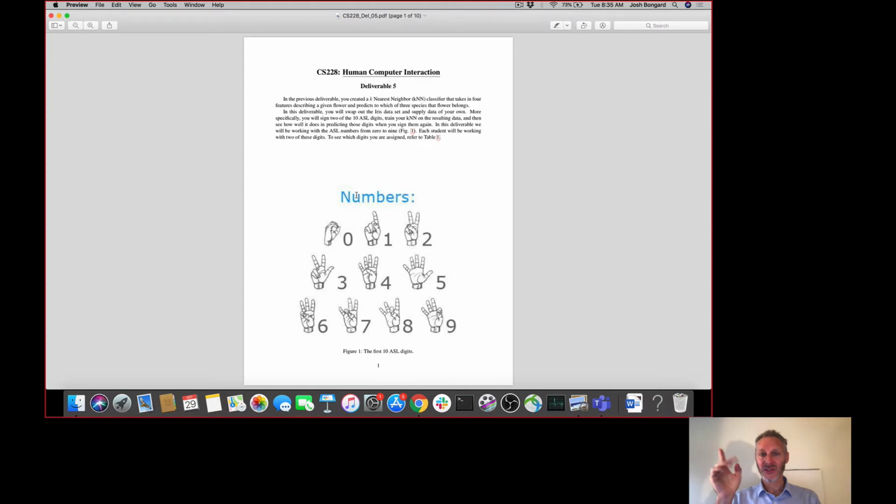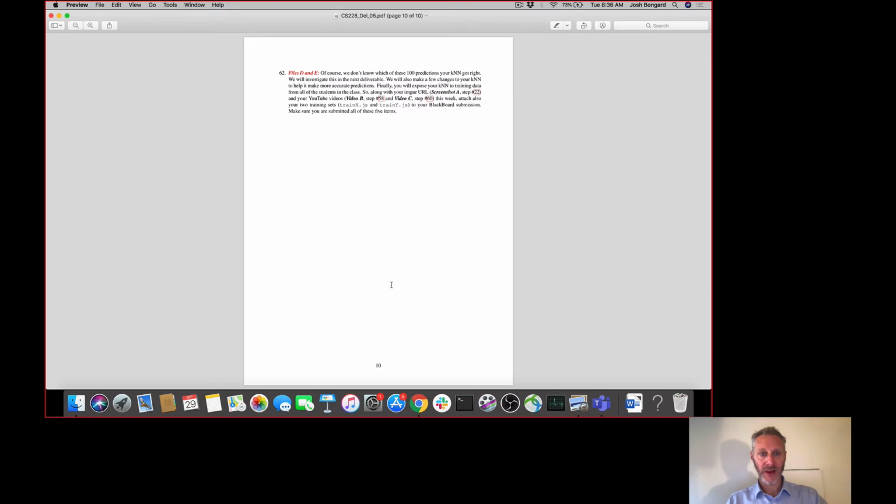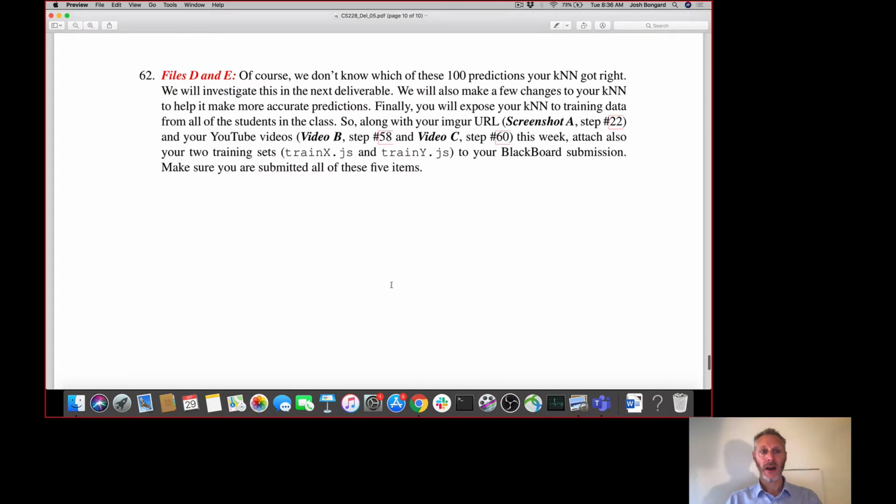At the beginning of Deliverable 6 next week, you're going to set up your KNN so you can see its prediction accuracy. How many, for multiple frames of data, did it get right for 2 of your digits? Then you're going to fold in data from another student, so you have 3 digits. You're going to see how well your algorithm does at those 3 digits, 4 digits, 5, and at the end of Deliverable 6, at the end of next week, you will have a KNN that can predict any of the 10 digits.